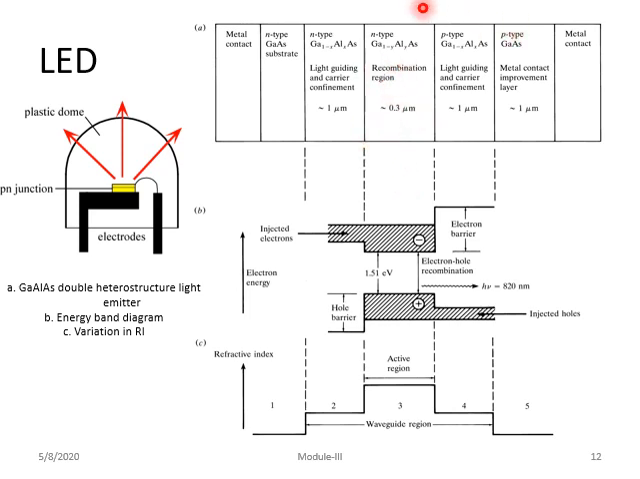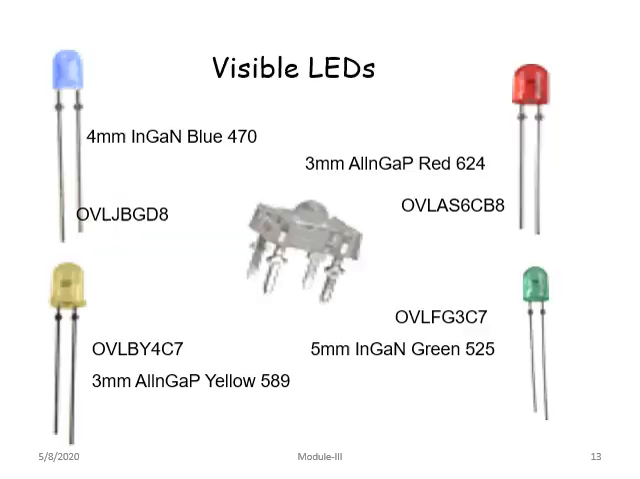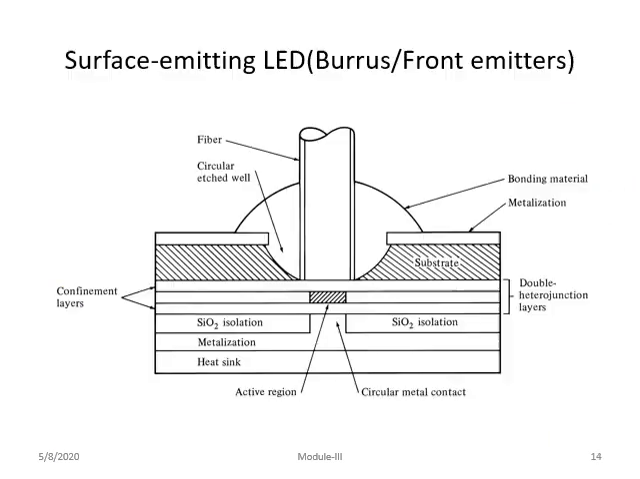So this is how we can differentiate all these layers in a double heterostructure junction, and this diagram is very important from the exam point of view. This is just a notation of how an LED looks in a real-time scenario.